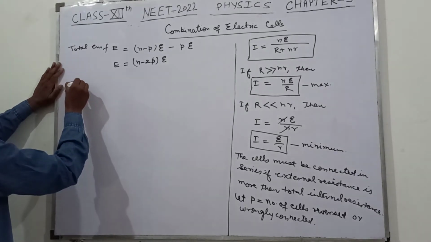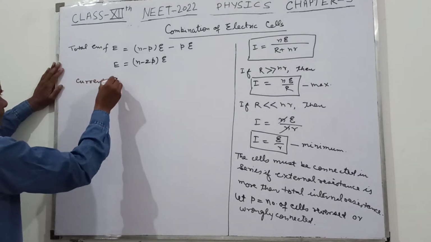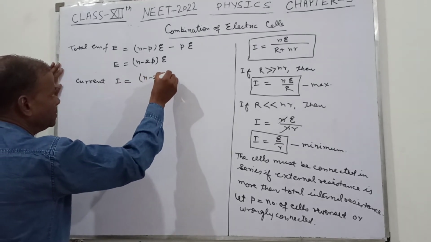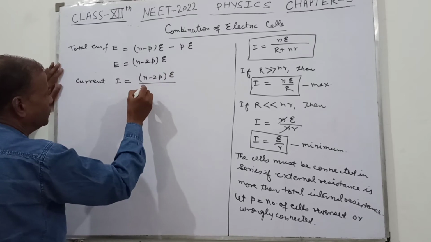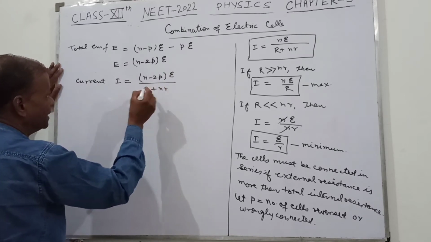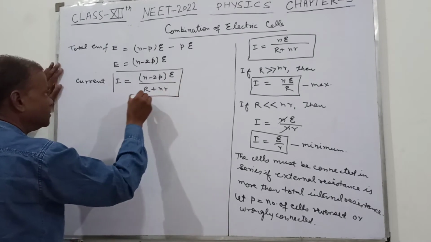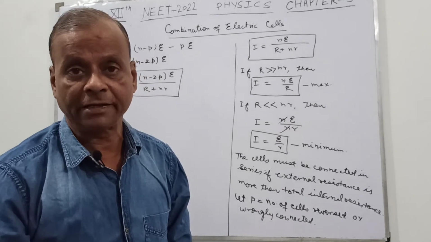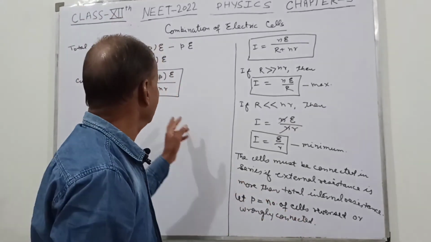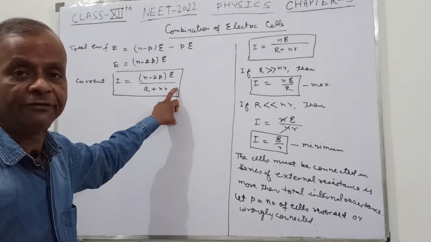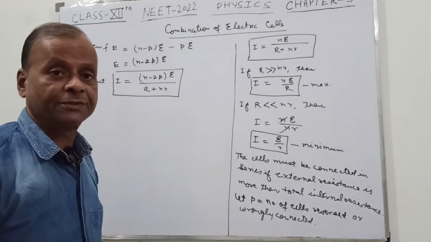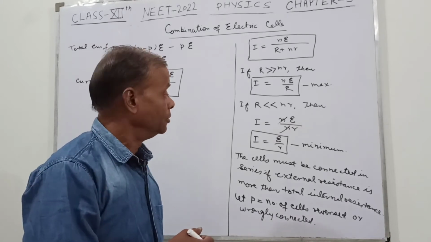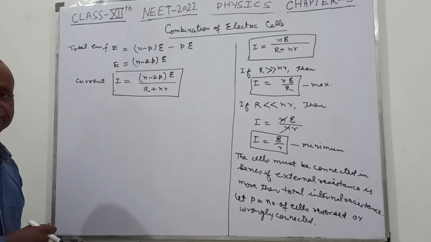Then current I equal to N minus 2P into E upon R plus NR. This will be so much. तो अगर मान लो कि N सेल्स में से P सेल्स ऐसे हैं जो कि गलत तरीके से लगाए गए हैं, तो उसमें हम करंट कैसे निकालेंगे? वो इसके लिए ये फॉर्मूला. This is not a very important formula, because sometimes the question is asked in the competitive exam on the basis of this formula. So this is the series combination of the cells.